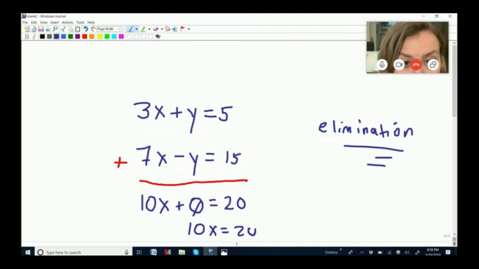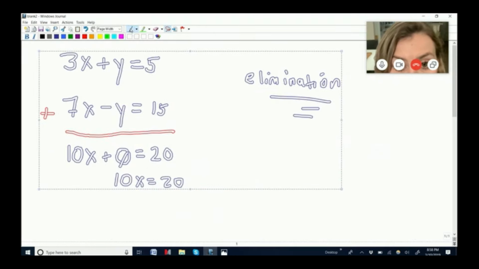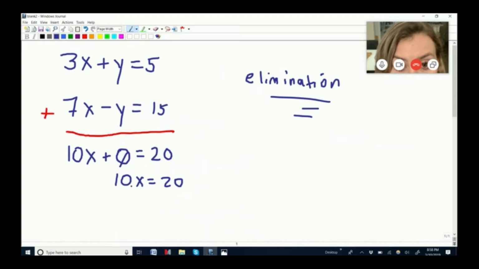Now, my question to you is, when I say 10x, I want to make sure that you're very clear. You understand that this means 10 times x, right? Yeah. All right, so good. So in other words, it's basically like 10 times some number equals 20. So just using common sense, what would that number be? 2. Exactly.